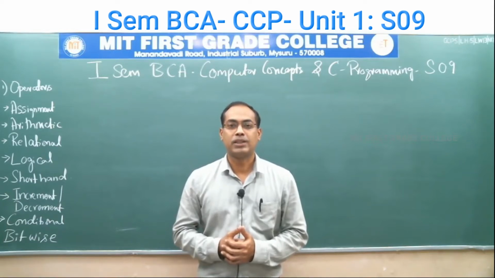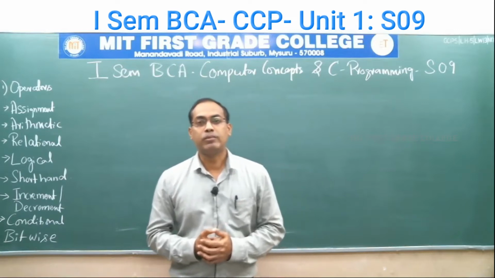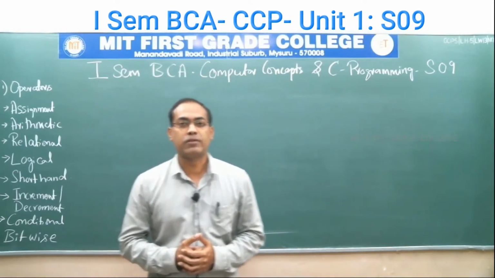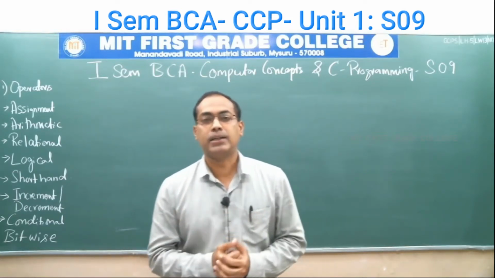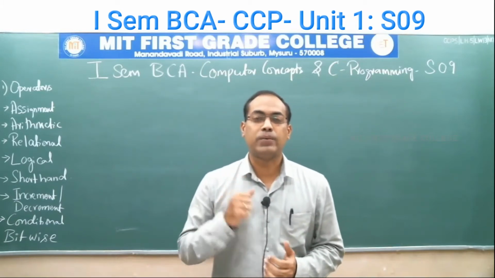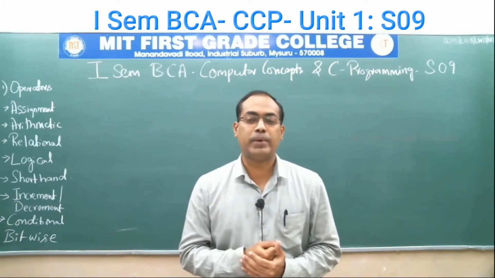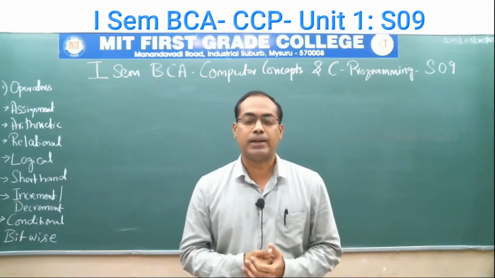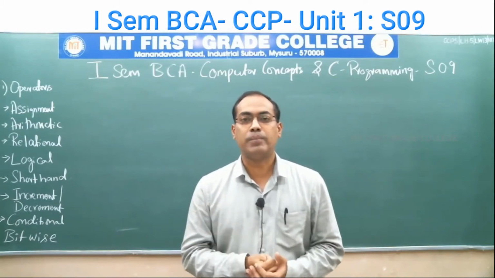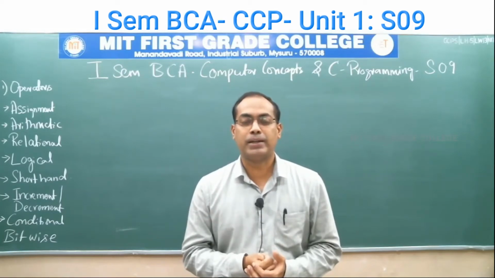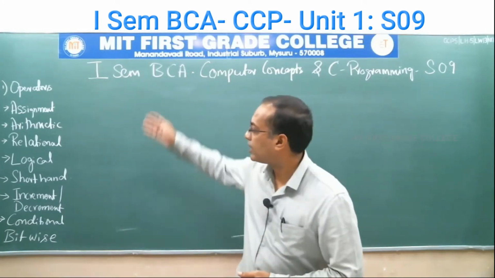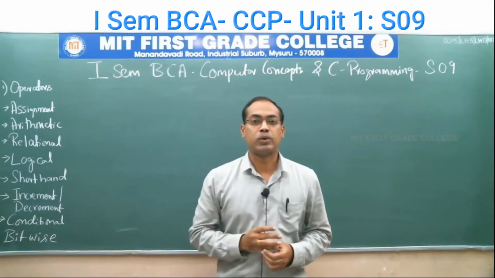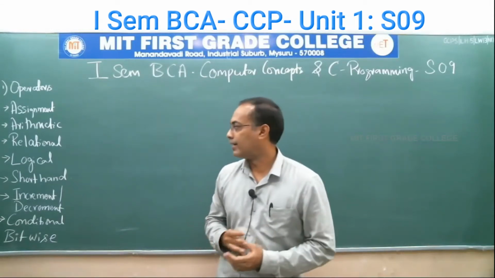In the previous session, we learnt about the various types of operators. We also came to know how these different types of operators are categorized. If there is only one operand, we mean that it is a unary operator. If there are two operands, it is a binary operator. If there are three operands, it is a ternary operator. And we listed all the different types of operators that are supported in C programming language.